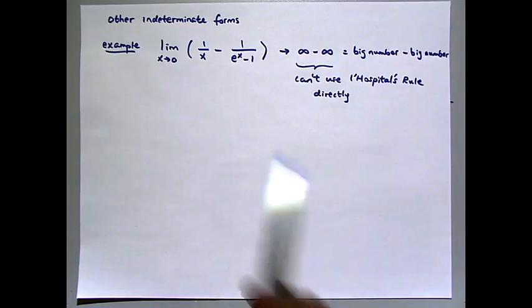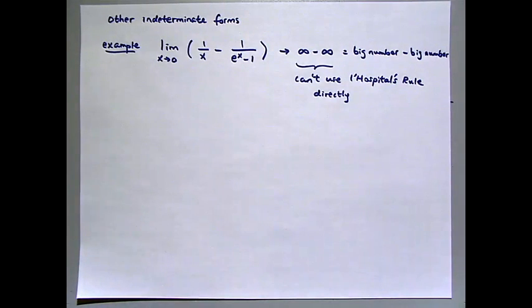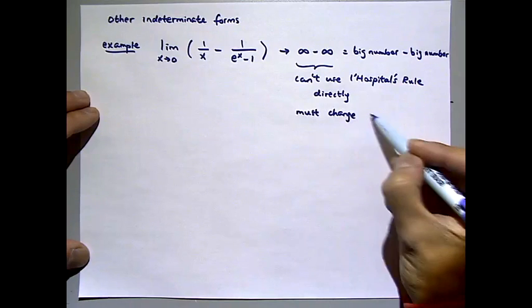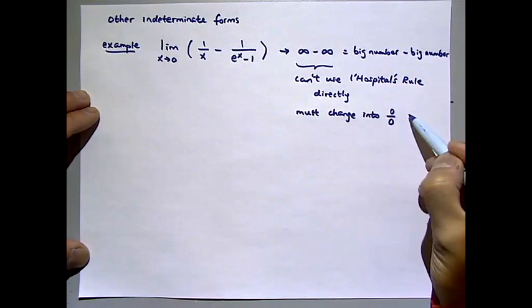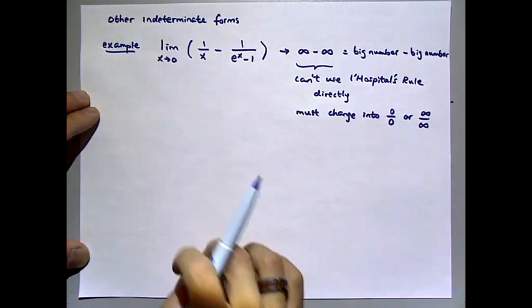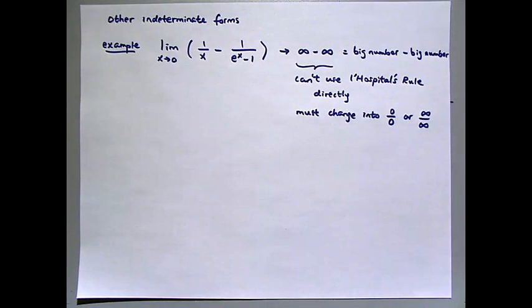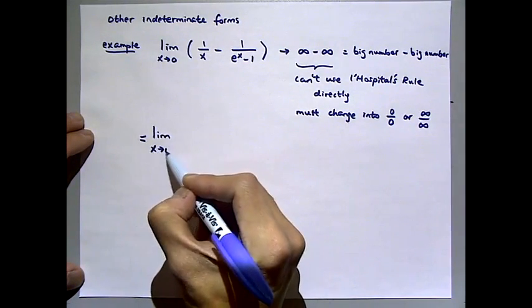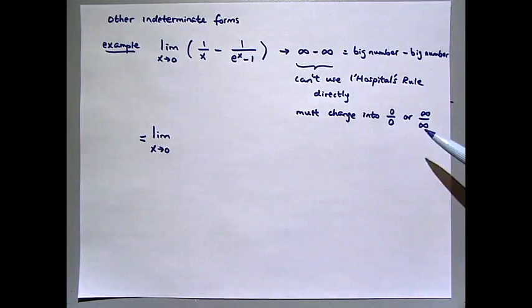What we have to do is to somehow change this into 0 over 0 or infinity over infinity. If we can do that, then we apply the rule just like we've been doing on the last few examples. If you're looking for a fraction and you got two things here, the obvious thing to do is to find a common denominator and then combine them.